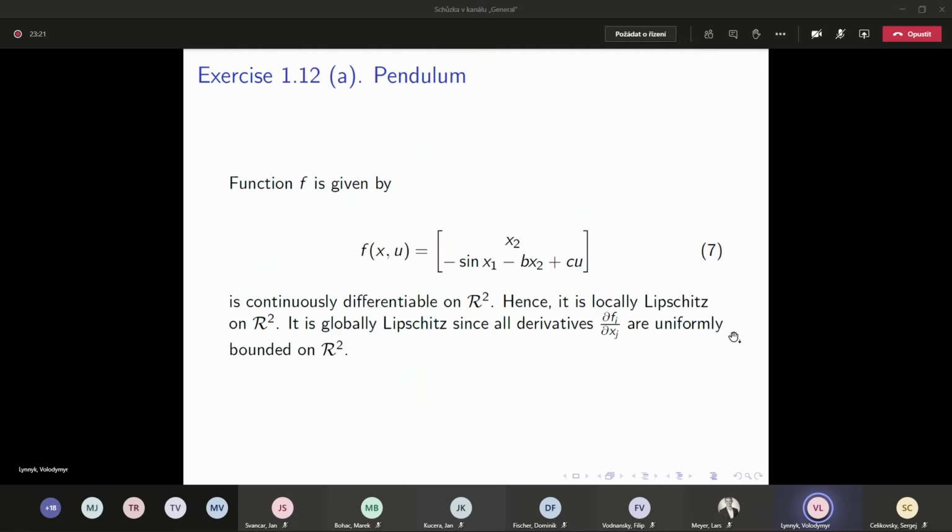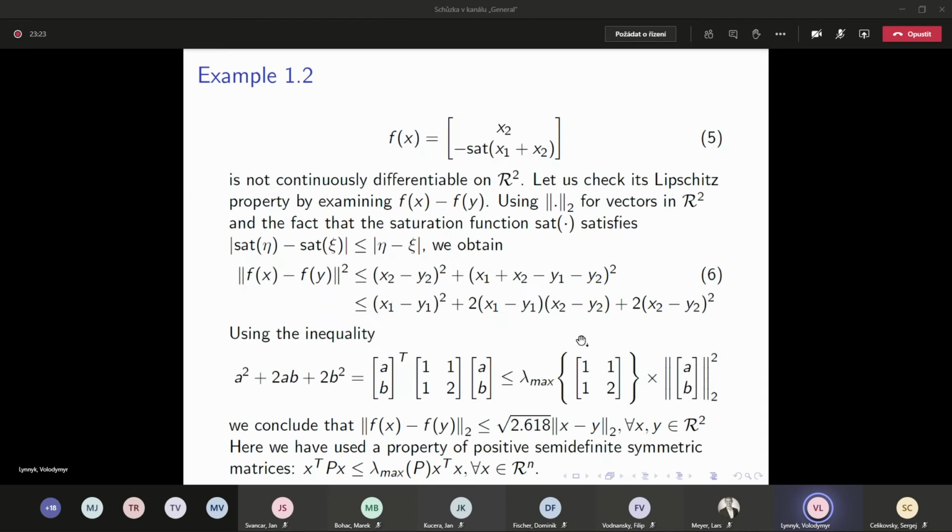Okay, and Volodymyr? Okay, yes. Are you sure there is a square root of this? Maybe there is already this 2.68 without a square root? No. Oh, sorry. No. Okay, lambda max is this, yeah? Yeah, square root, because you take the square root of this. Okay, I agree.